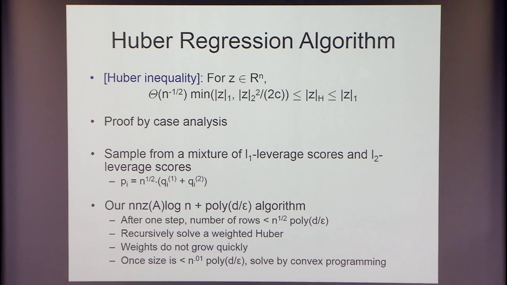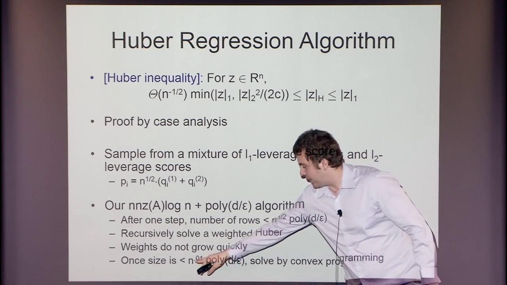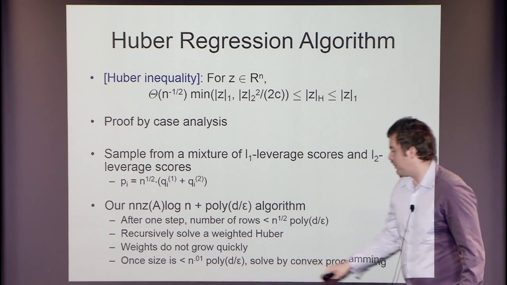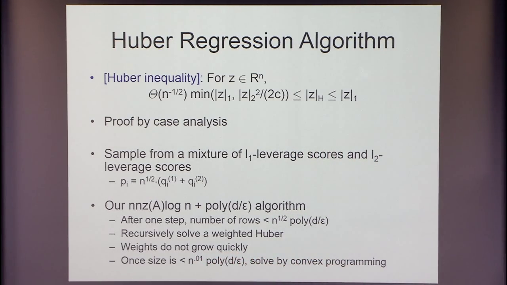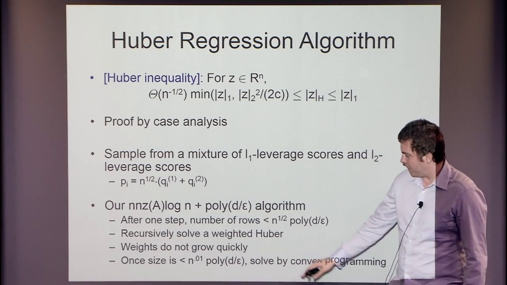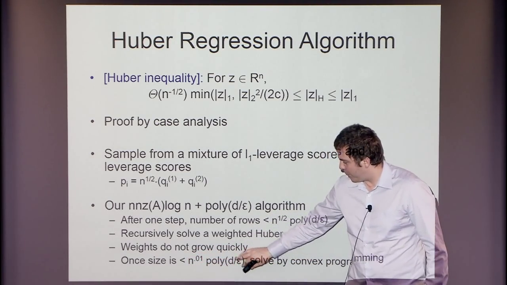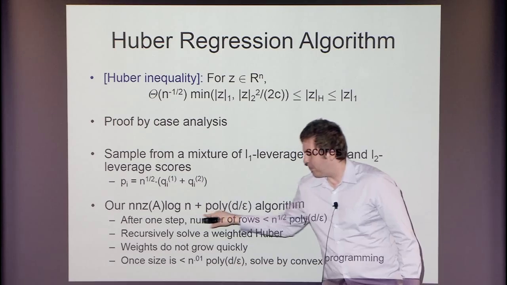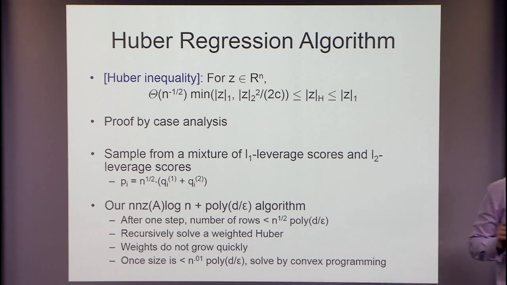And once you do the recursion enough, where the number of rows is less than, say, n to the 0.01 times poly d over epsilon, at this point, the generic convex programming algorithms become efficient. And at this point, if I run a convex programming algorithm on the weighted Huber problem, it'll fit in my time budget of nnz(A) log n. Okay, so that's the basic idea there.